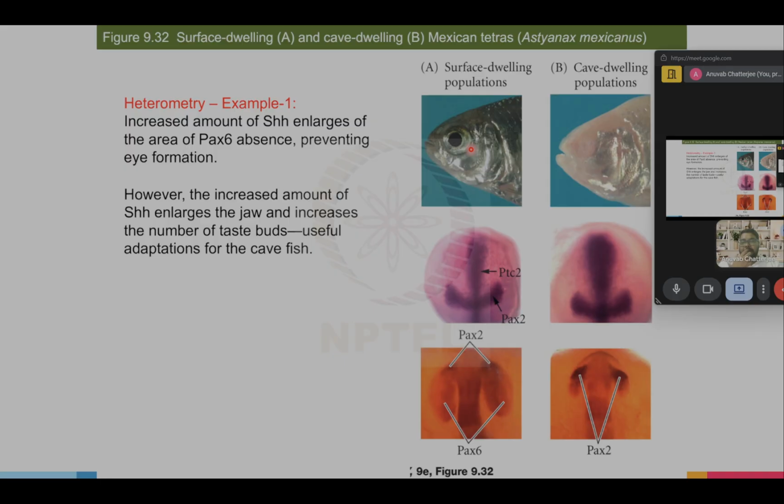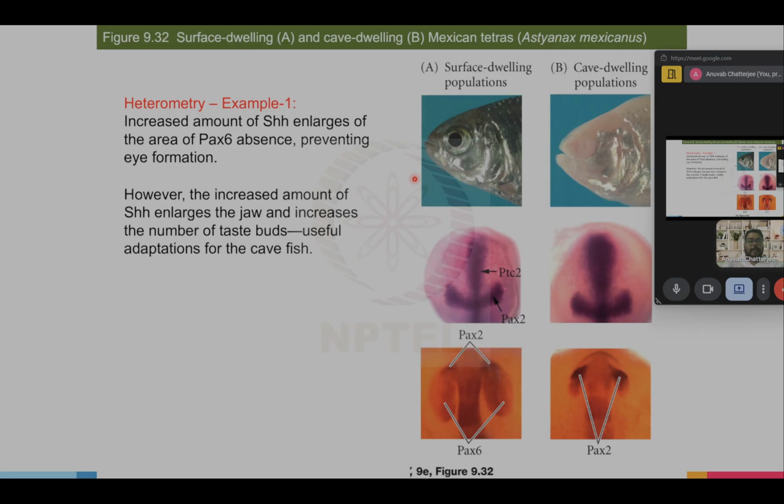Initially, there is an expression of sonic hedgehog, which goes along this axis. It is somewhere here where sonic hedgehog is expressed. What it does is that it inhibits PAX6 expression along the middle of the face, so that when PAX6 is expressed, you have two eyes, because you have a line of sonic hedgehog going in the middle. So two eyes instead of one big eye.